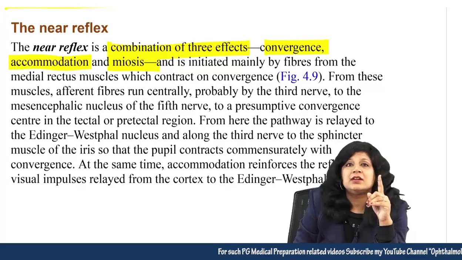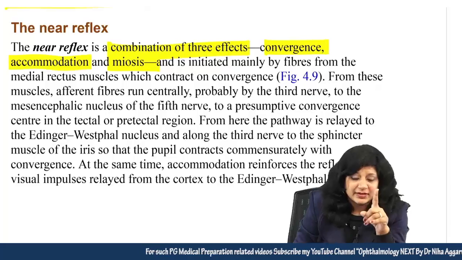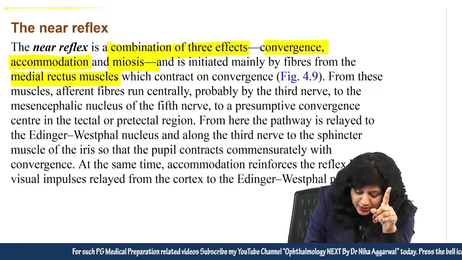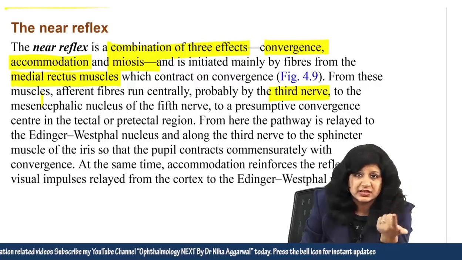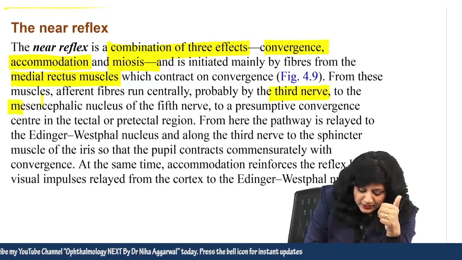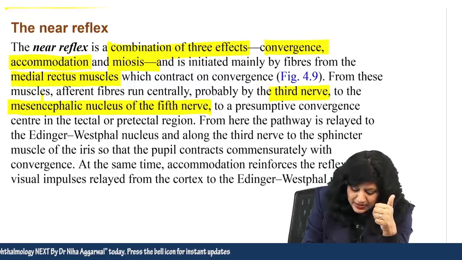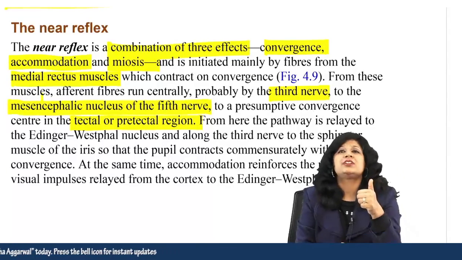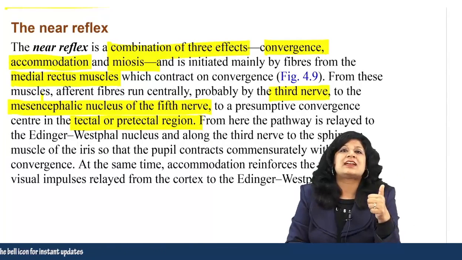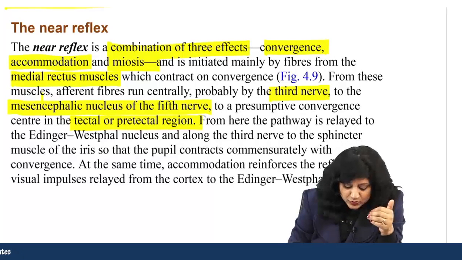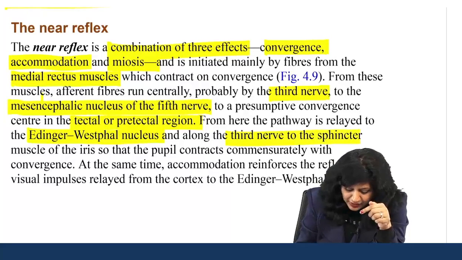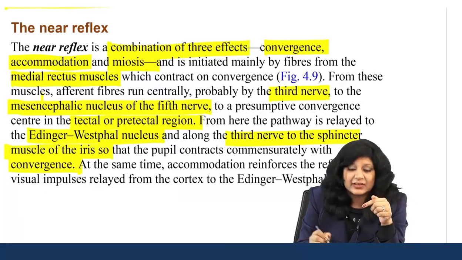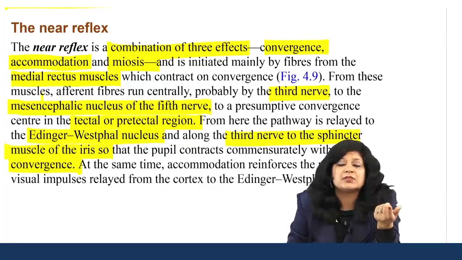And because convergence is done by the medial rectus, we have the medial rectus muscles. From these muscles, they will be going up with the third nerve. What is the nerve supply of this? Third nerve. Okay, from this third nerve, it is going to the mesencephalic nucleus of the fifth nerve, to a tectal or pretectal region, because still we do not know what is the exact center for the convergence. So it is going to some tectal or pretectal area. From here, it is again going to the Edinger-Westphal nucleus, which is the nucleus of the third nerve, and finally going to the sphincter muscle, which is responsible for the constriction of the pupil. So this is your pathway of near reflex.